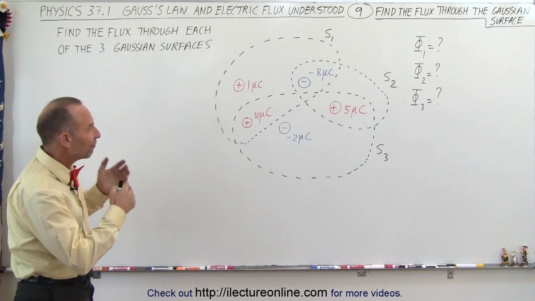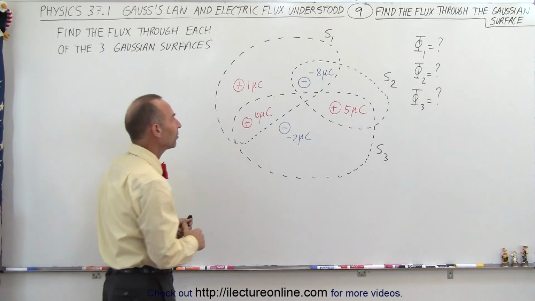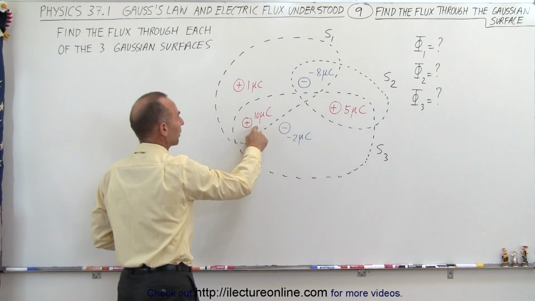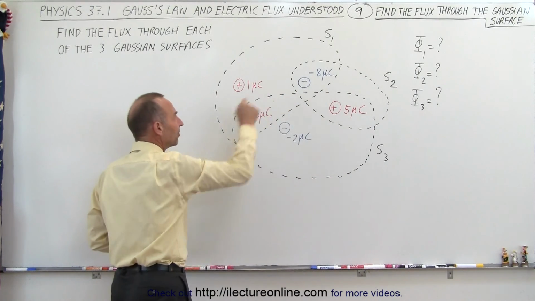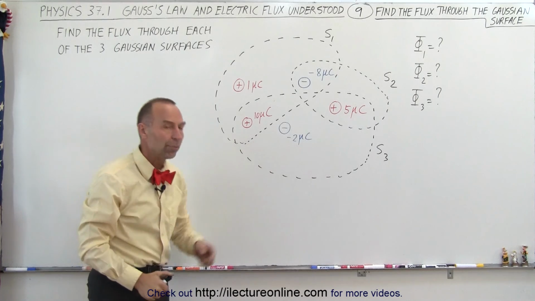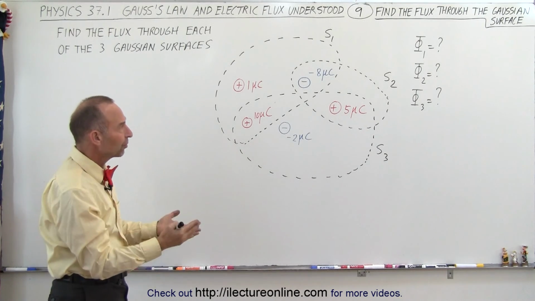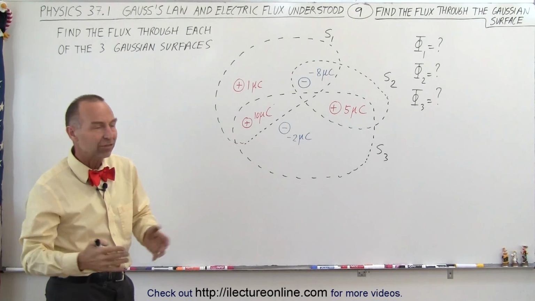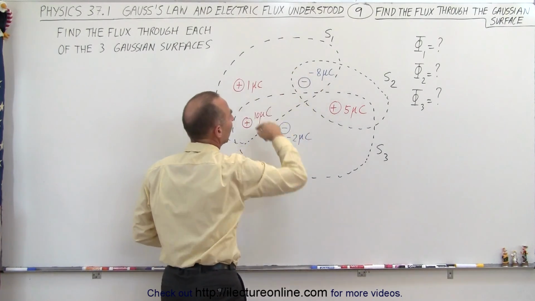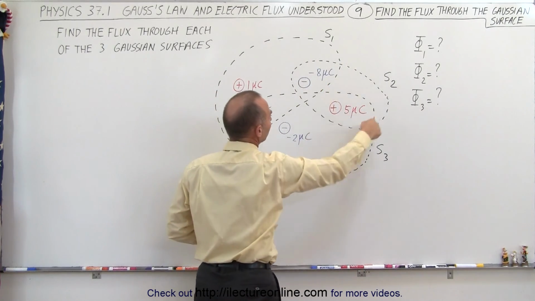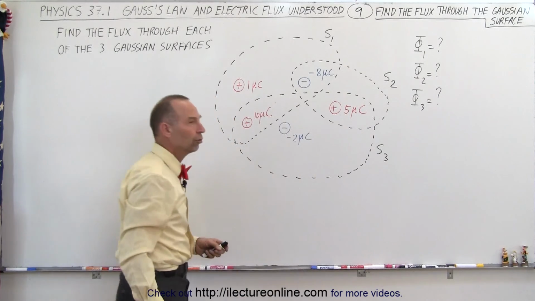Here we have 5 charges drawn on the board. 3 of them are positive: 1 microcoulomb, 10 microcoulombs, and 5 microcoulombs. 2 are negative: -8 microcoulombs and -2 microcoulombs. We have drawn 3 Gaussian surfaces, S1, S2, and S3. S1 engulfs these 3 charges, S2 engulfs these 2 charges, and S3 encompasses these 3 charges.